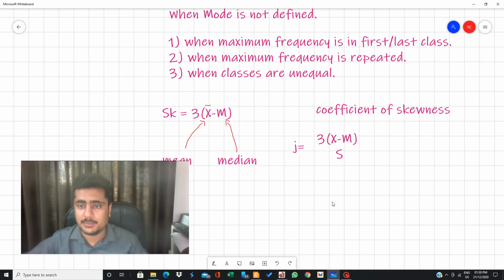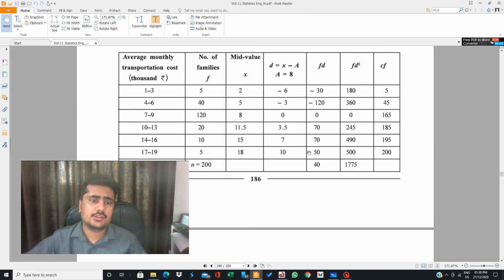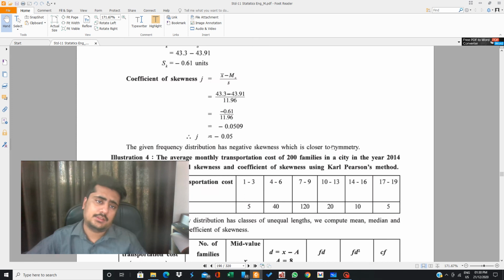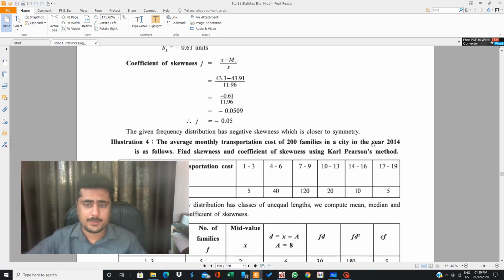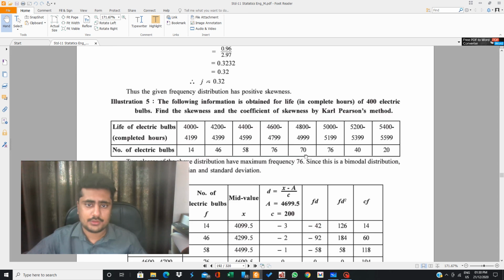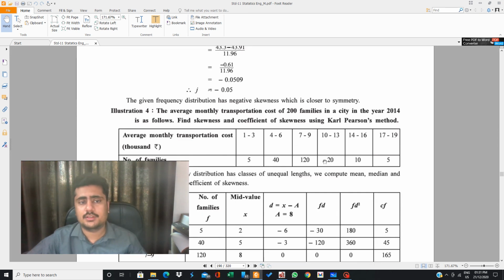Okay, we had done illustration number 3 lastly. Let us start with illustration number... which illustration we need to start? Let us go in the sequence. Let us start with illustration number 4.